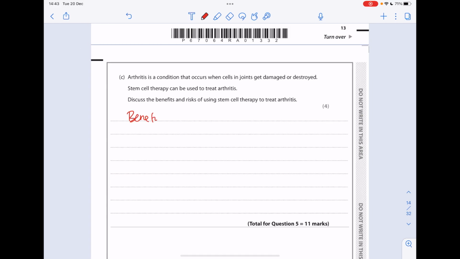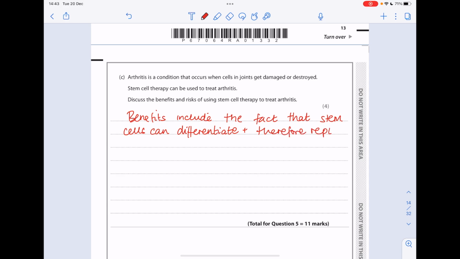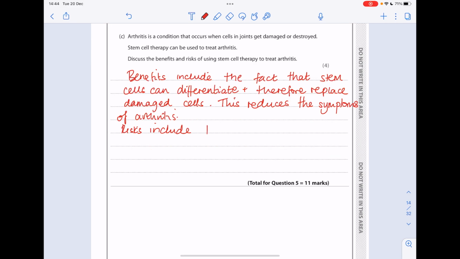So let's start with benefits first of all. So the benefits include the fact that stem cells can be used to replace damaged cells. And why is that? Because they can differentiate. This reduces the symptoms of arthritis, so less pain for the person. What about the risks? The new cells potentially might not function correctly, and there's a risk of side effects.